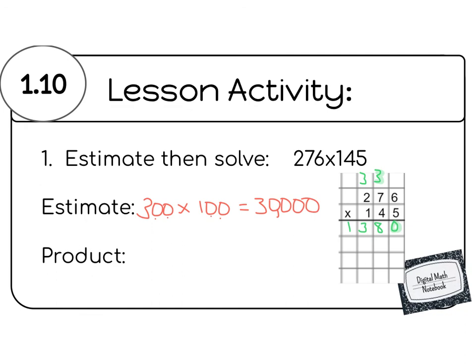The next thing we need is a magic 0. And then we're going to multiply by 4. 6 times 4 is 24. 4 times 7 is 28, plus the 2 we carried is 30. 4 times 2 is 8, plus 3 is 11.